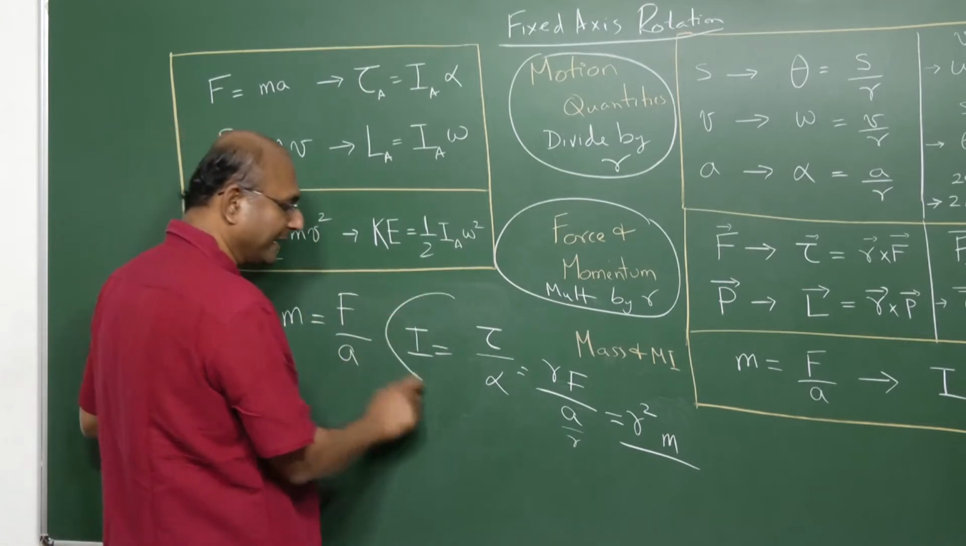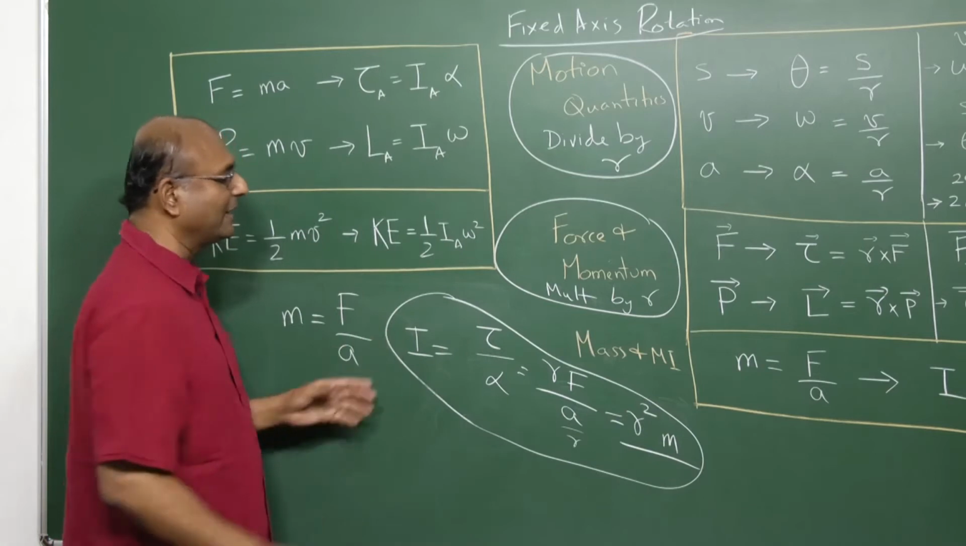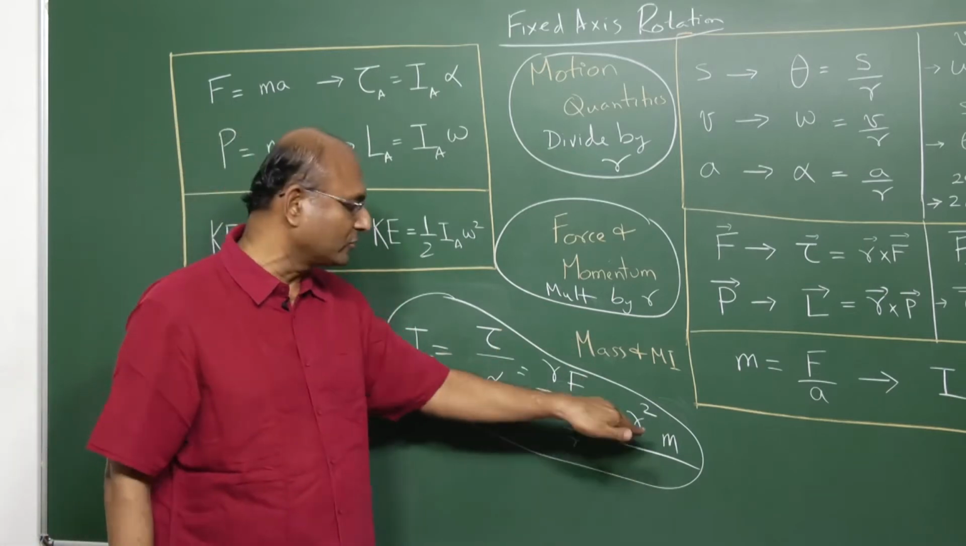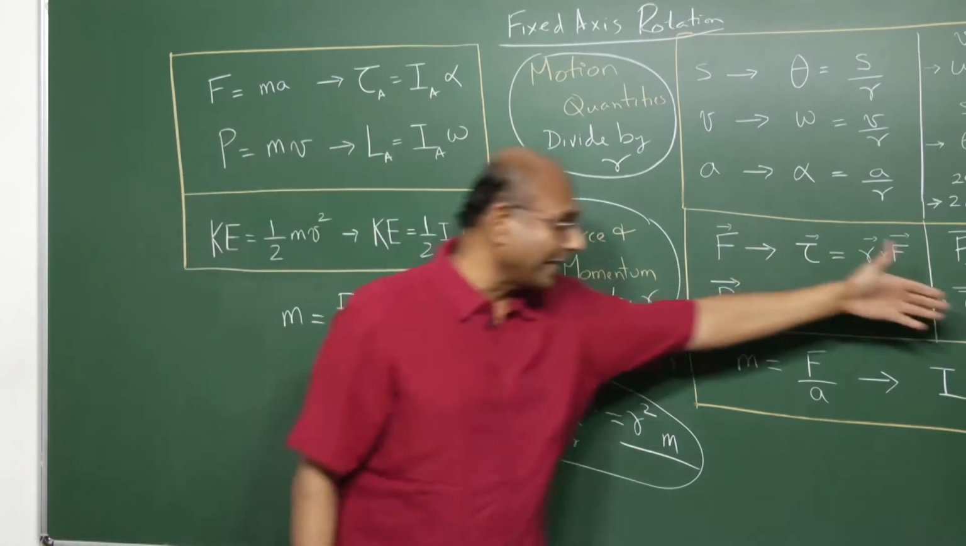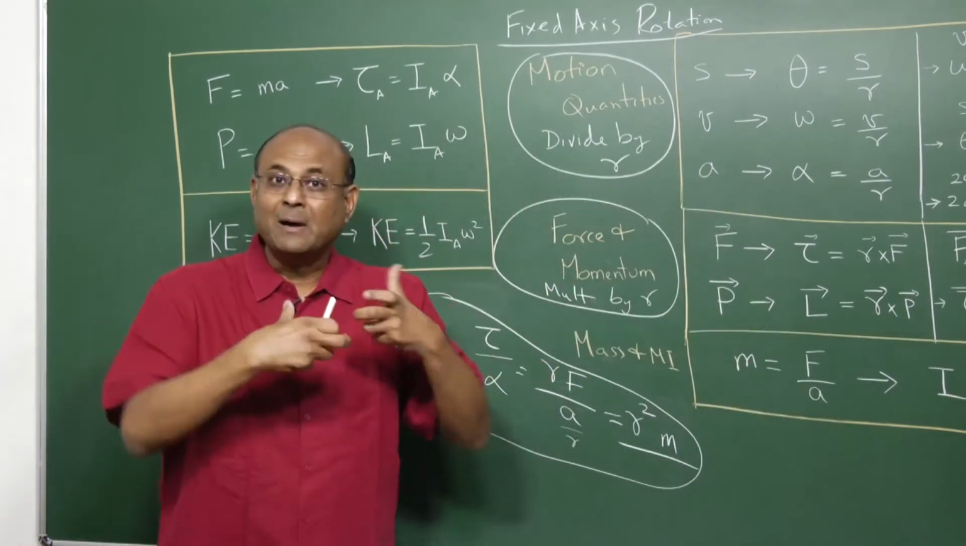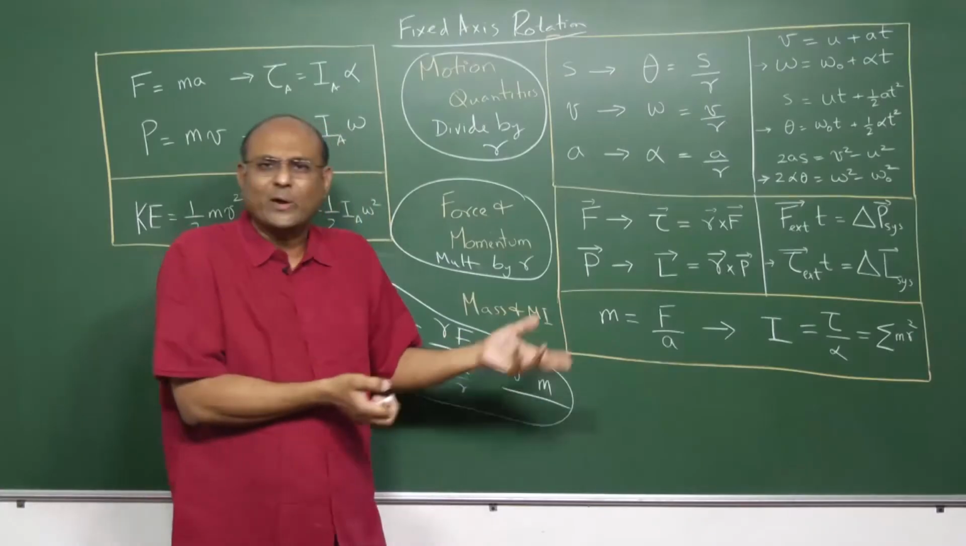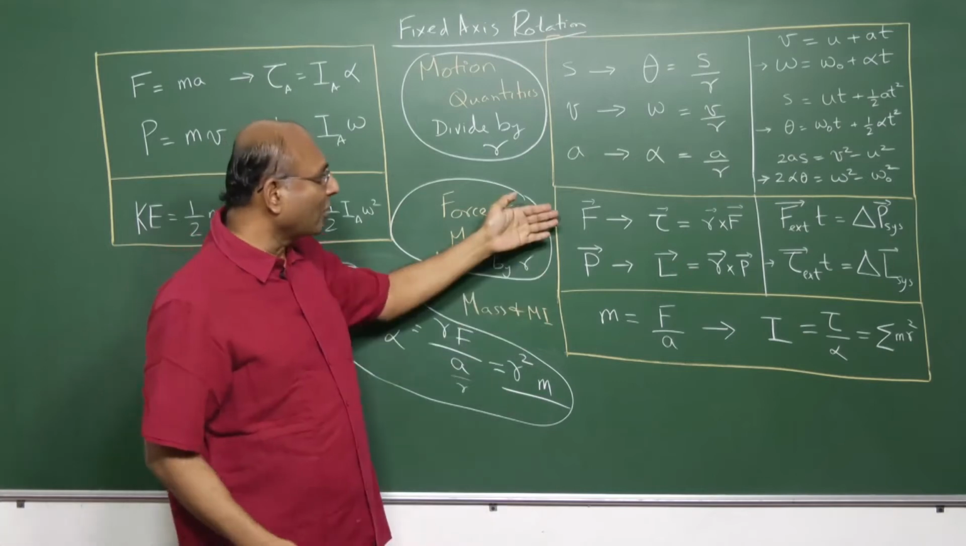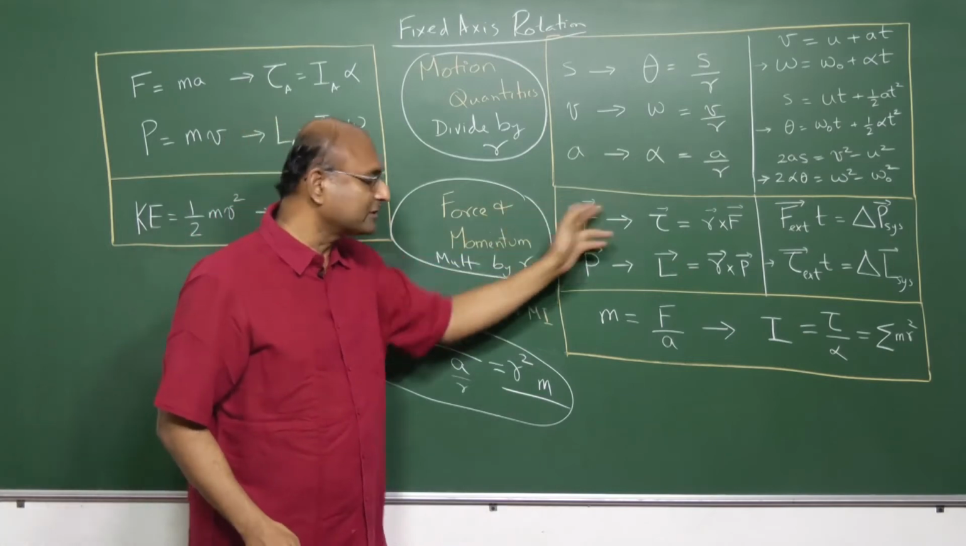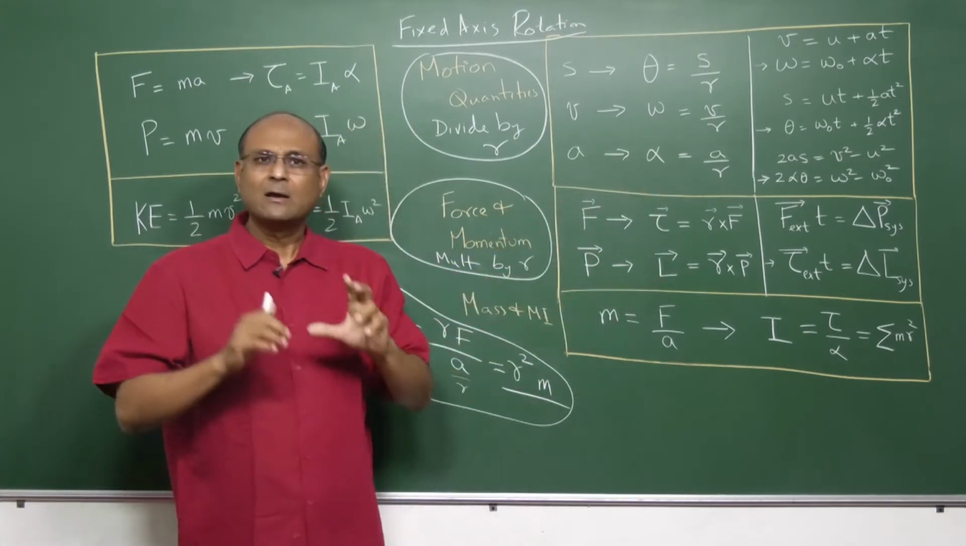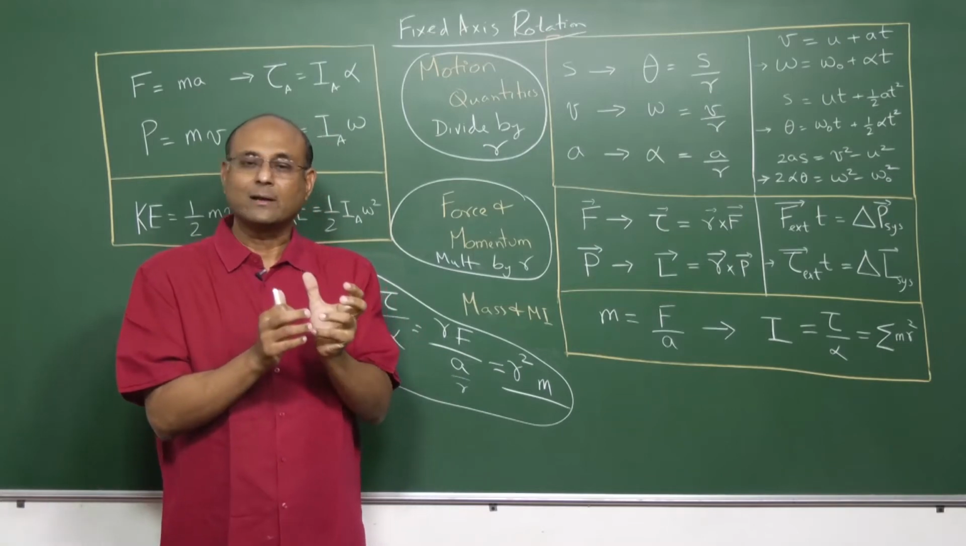I am hoping you have studied it. Probably you have just learnt it as a definition saying I is equal to sigma mr square. But why mr square? Why can't it just be sigma m? Why can't it just be mr? If torque is multiplied by R, force is multiplied by R, momentum is multiplied by R, why is mass alone multiplied by R square?